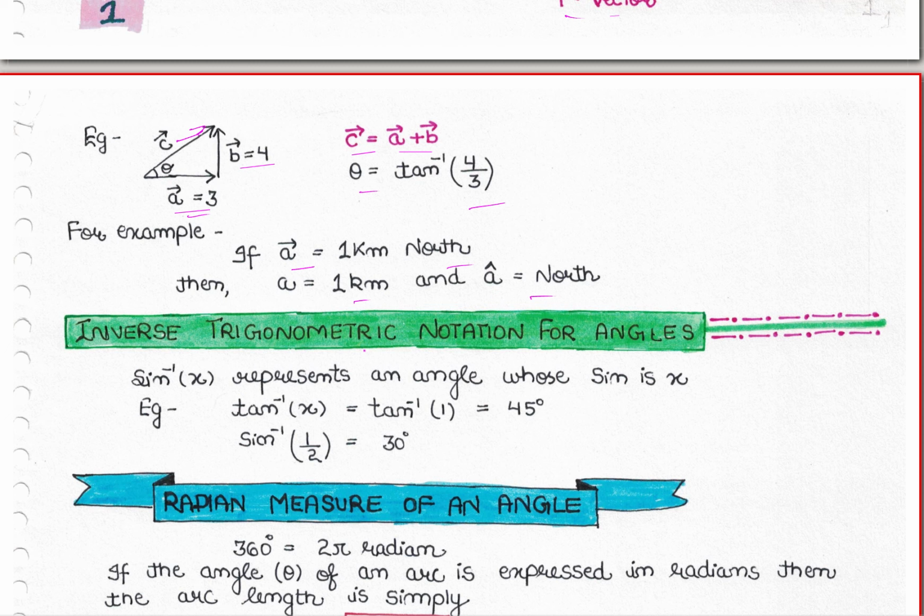Inverse trigonometric notation for angles. Sin inverse x represents an angle whose sine is x. Some examples: tan inverse 1 is equal to 45 degree. Similarly, sin inverse half is equal to 30 degree.